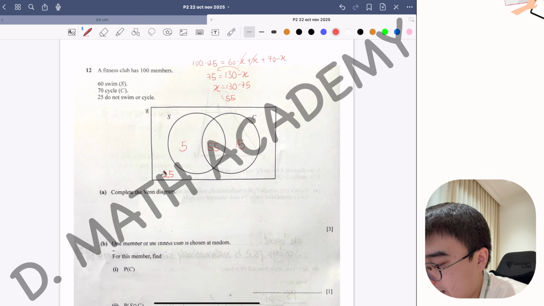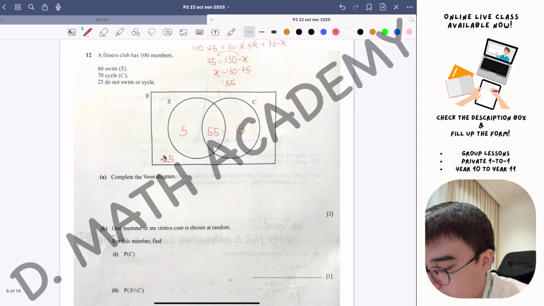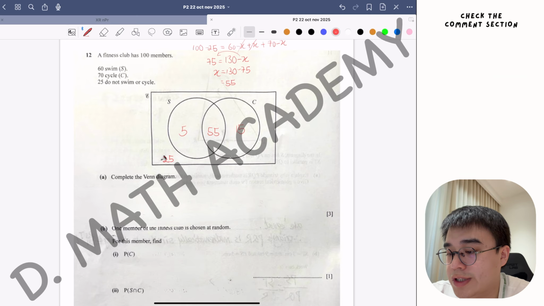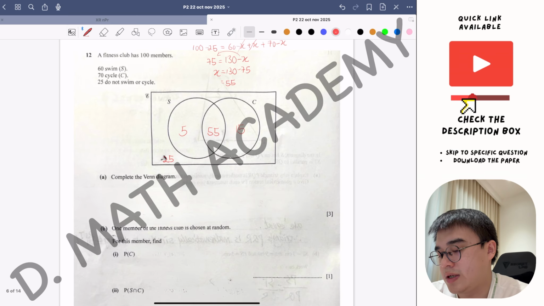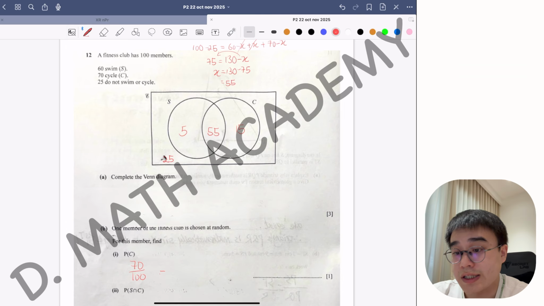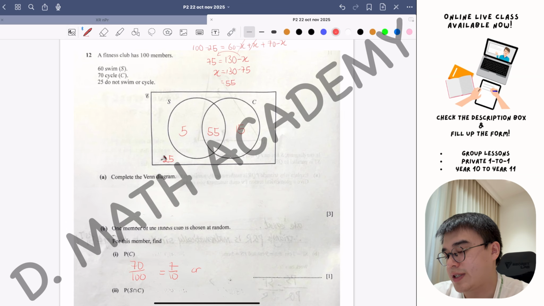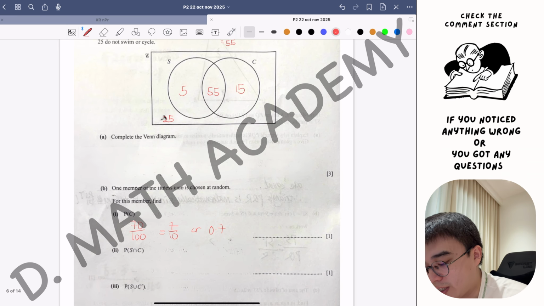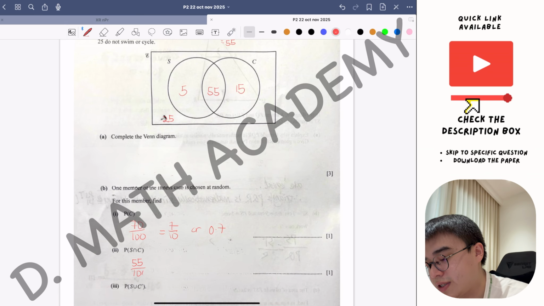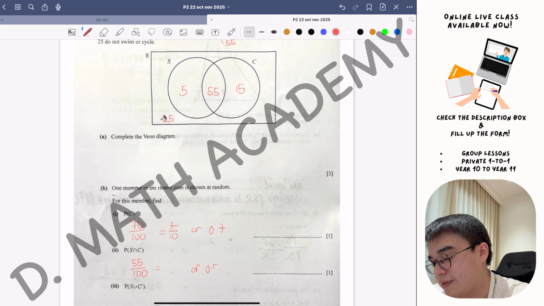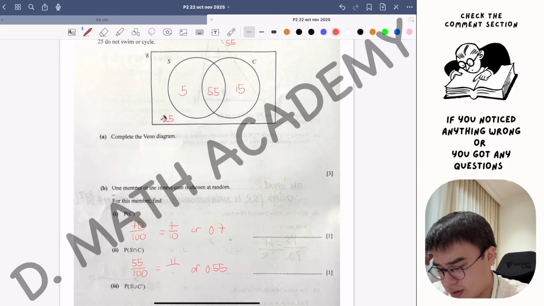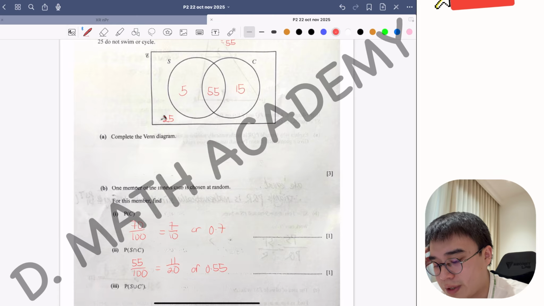Moving on to P(C), the probability that the person chosen actually cycles. For those who cycle, it's 70 over 100, or in this case 7 over 10. They do accept you writing it as 0.7. That's totally up to you. As for the overlapping section, it will be 55 over 100. Up to you whether you want to simplify or not. If you didn't, it would just be 0.55. If you did, it should be 11 over 20, because both can be divided by 5.